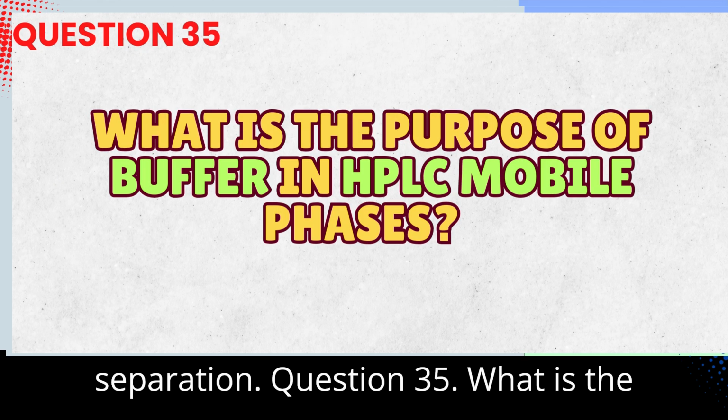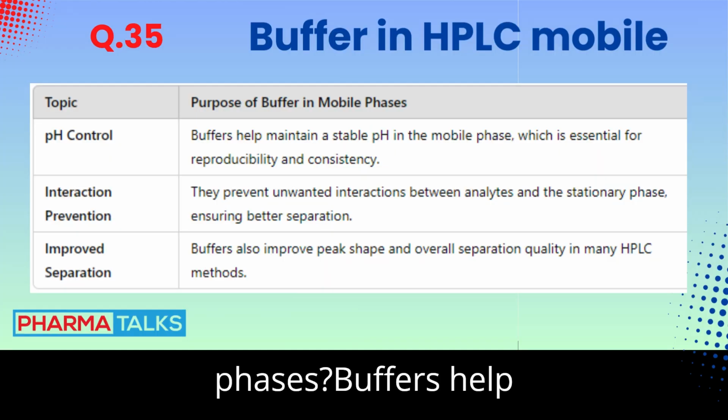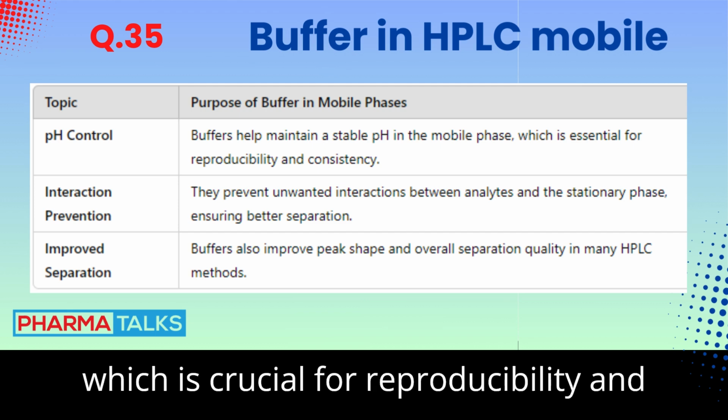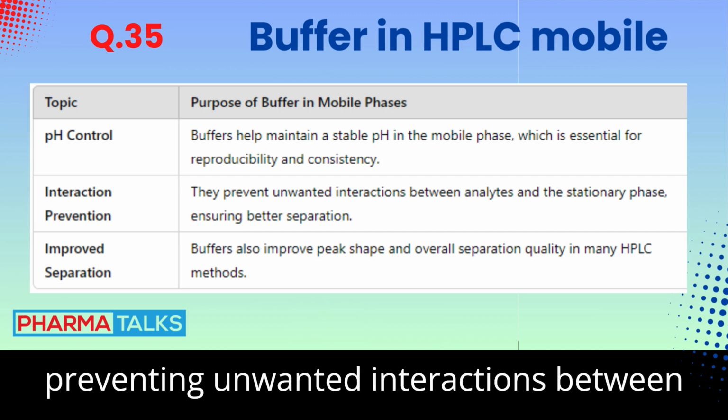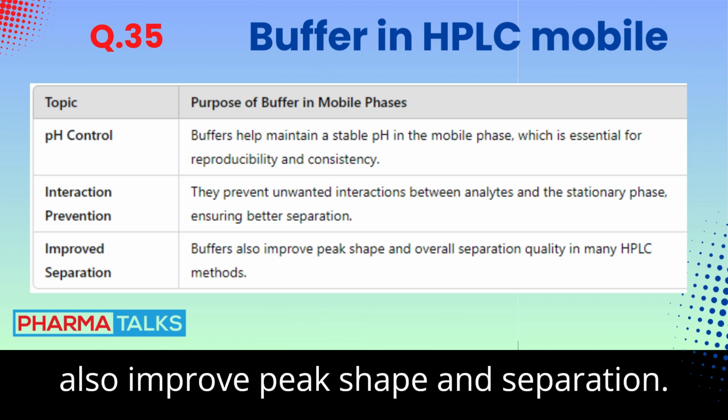Question 35. What is the purpose of buffer in HPLC mobile phases? Answer. Buffers help maintain a stable pH in the mobile phase, which is crucial for reproducibility and preventing unwanted interactions between the analytes and stationary phase. They also improve peak shape and separation.